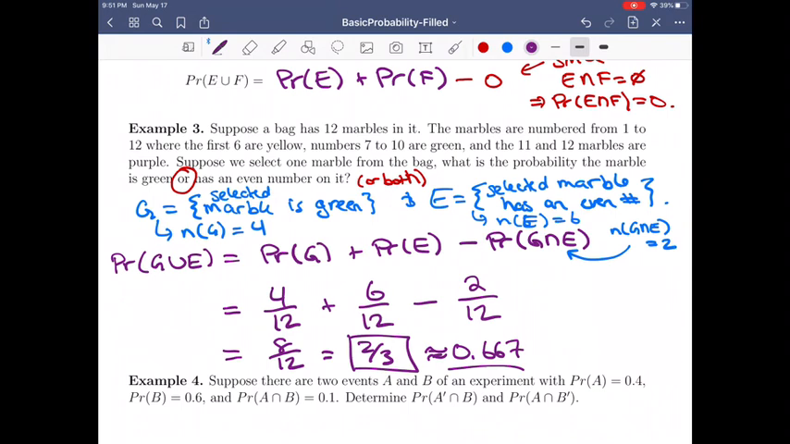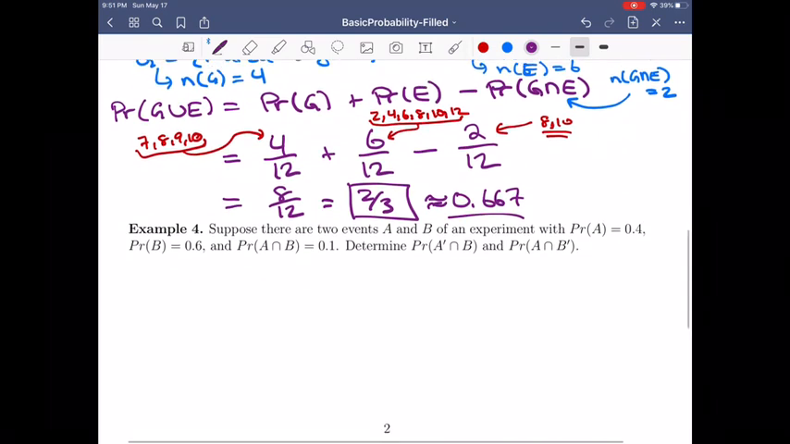Now again, I'm trusting your intuition here a bit. G has the numbers 7, 8, 9, and 10, so that's where this 4 comes from. For the 6, we have 2, 4, 6, 8, 10, and 12, so there's 6 of them we could grab out of the possible 12. And for this 2, it's just the 8 and the 10 that are green and even. Hopefully that makes sense. We're going to talk more later about how to count this for sure.